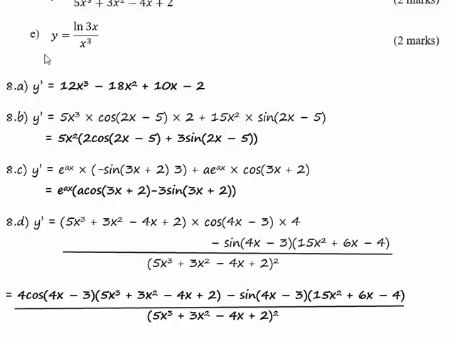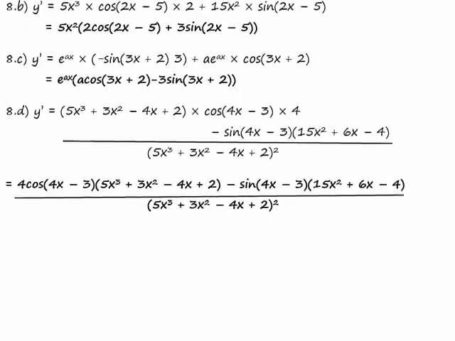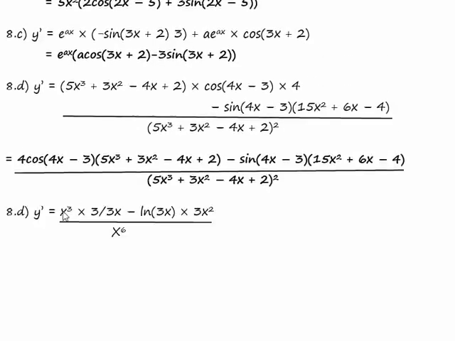E. Again we have another quotient. Log 3x is u, x cubed is v. So we write v du dx minus u dv dx all over v squared. The 3's here will cancel. That x will cancel with one of those x's. And I've now got an x squared here and an x squared here.